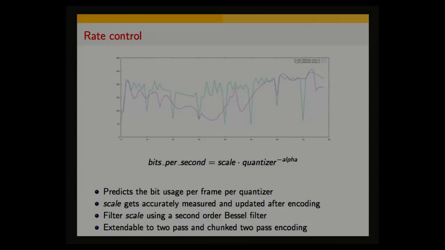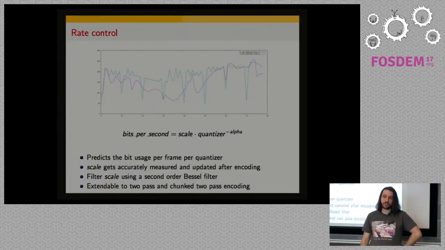I'm trying to fix the rate control system in AV1 by just scrapping it and inserting the rate control system from Daala, which was also the rate control system from Theora, but was ported to Daala. So the rate control system I'm working on tries to basically predict the amount of bits that the current frame will use, and it does that with this simple model, and the scale value is what's modified from frame to frame.